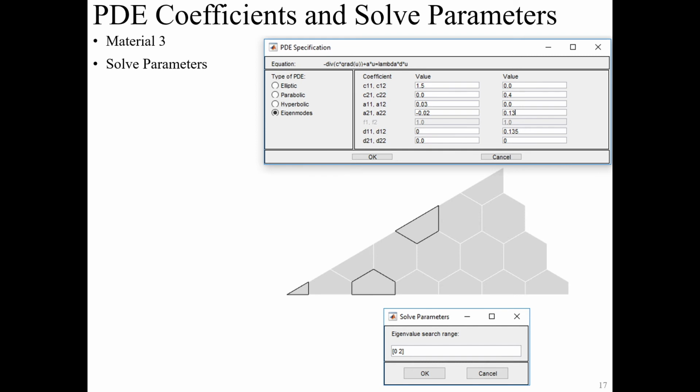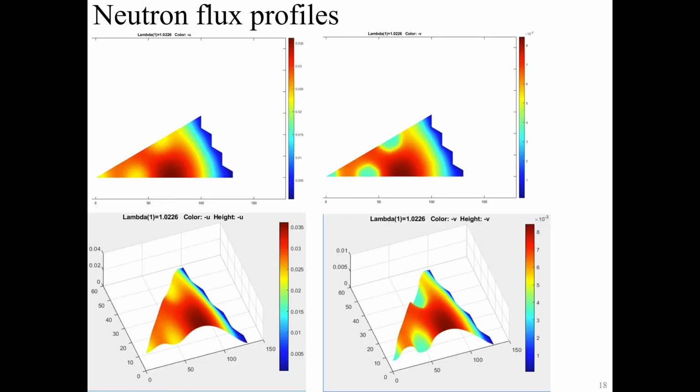The final step for PDE coefficient is the material 3. So you just need to select these 3 regions and change those values to material 3 cross section. Then change the eigenvalue search range to 0 and 2. Then you can proceed to solve this problem. This slide shows the neutron flux profile. The left column is the group 1 neutron flux distribution. The right column is the group 2 neutron flux distribution.